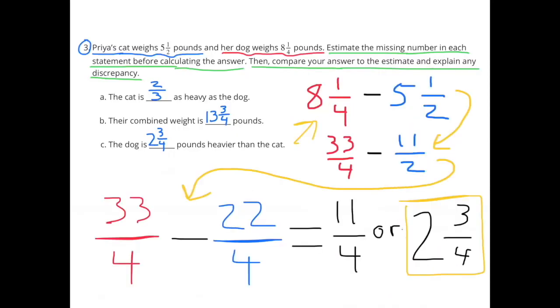The weight of her dog, 8 1/4 pounds, minus the weight of her cat, 5 1/2 pounds, is the same thing as 33/4 minus 11 halves. With a common denominator, that's 33/4 minus 22/4, which equals 11/4 or 2 3/4 pounds. The dog is 2 3/4 pounds heavier than the cat.